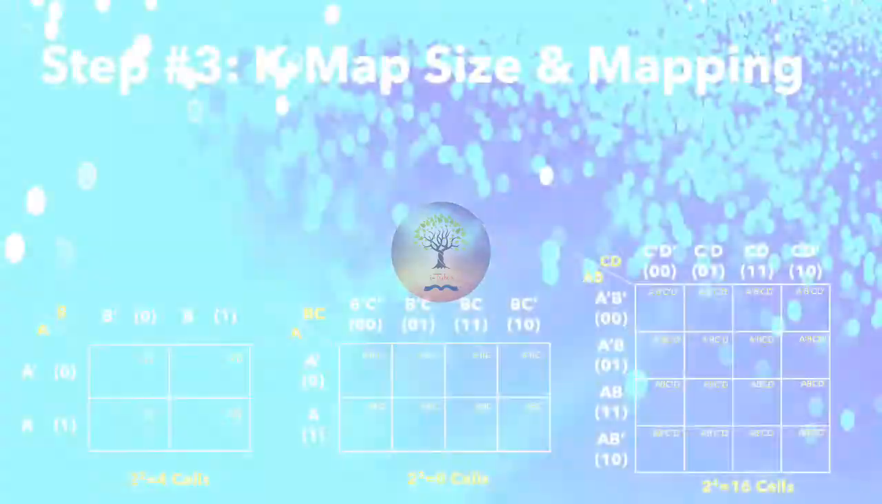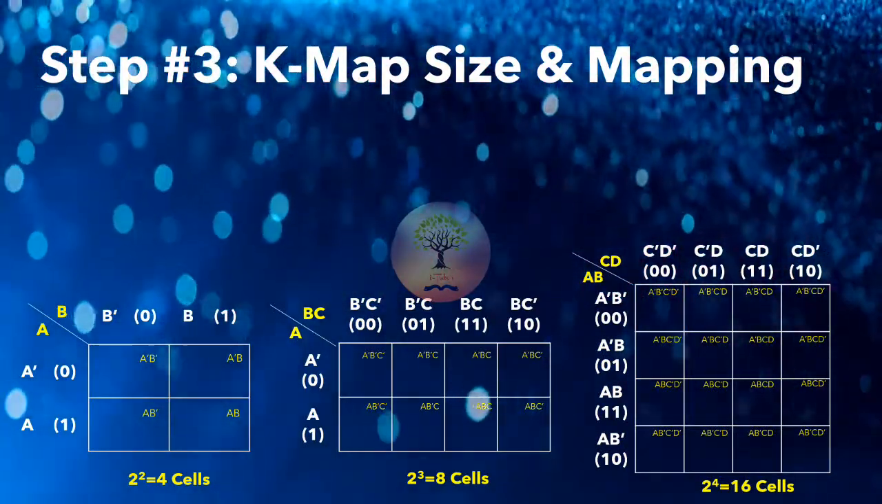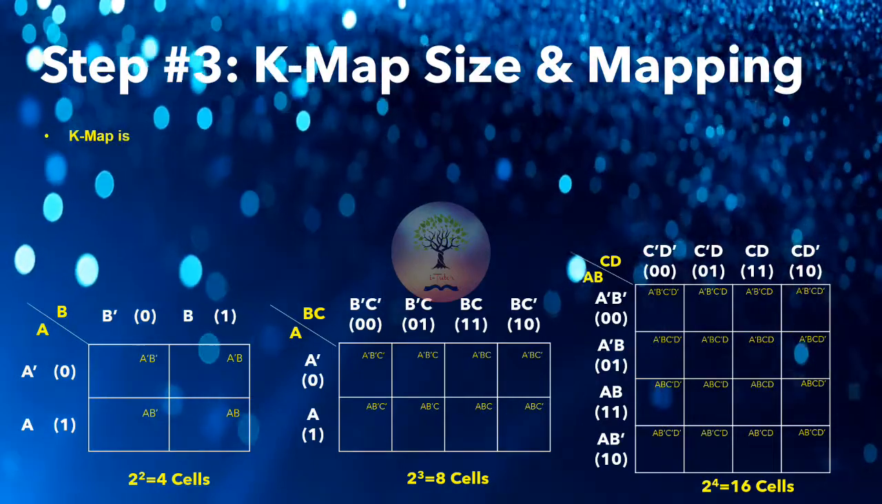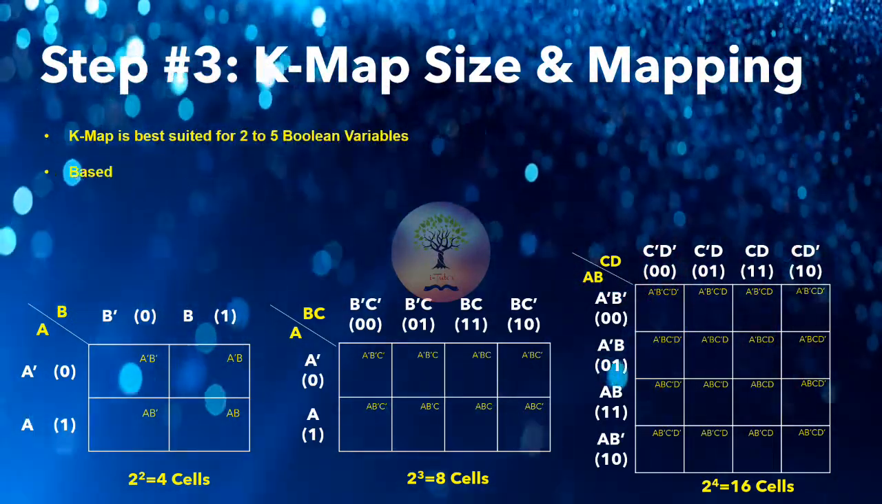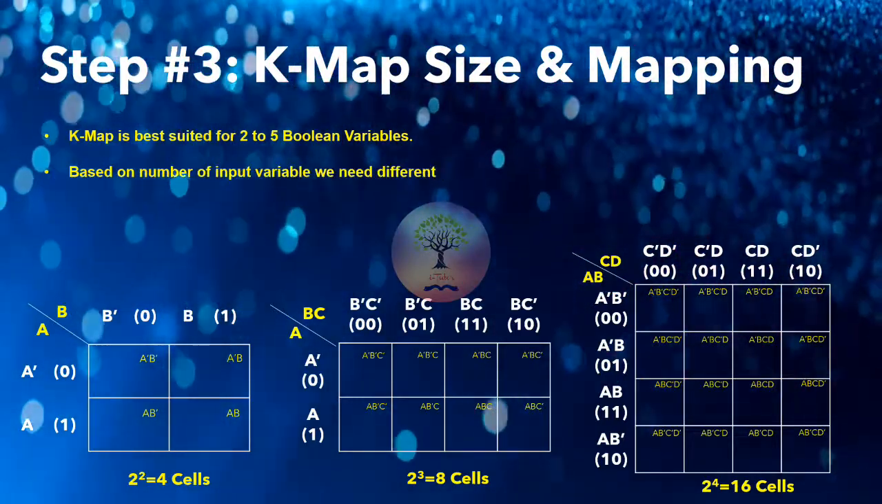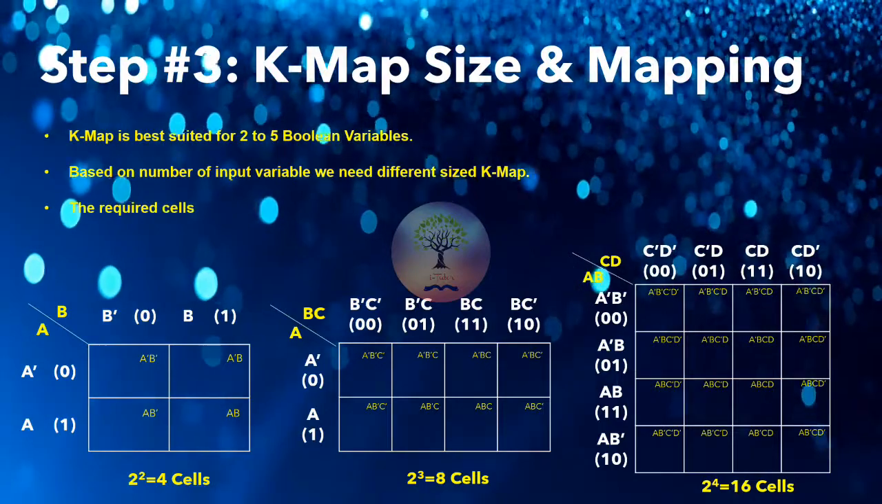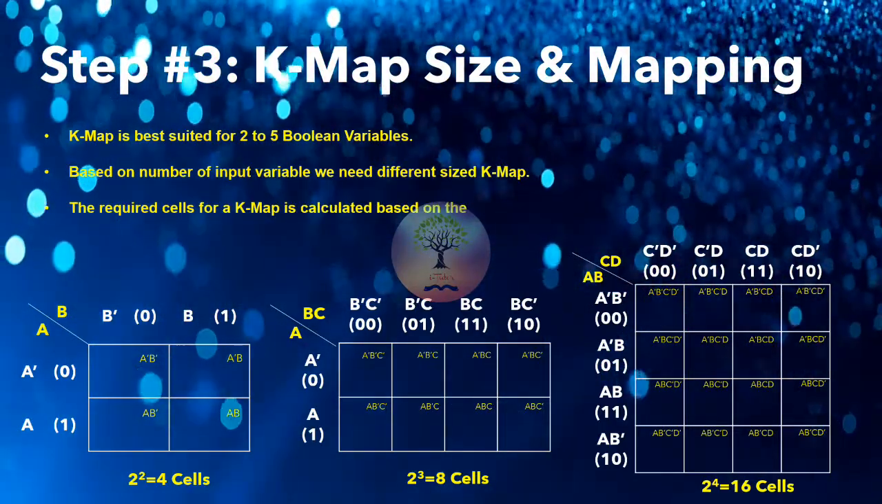Step number 3, KMap size and mapping. KMap is best suited for 2 to 5 Boolean variables. Based on the number of input variables we need different sized KMaps. The required cells for a KMap is calculated based on the formula 2 power n, where n is the number of variables.